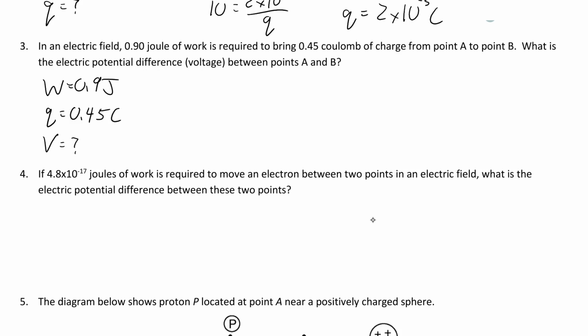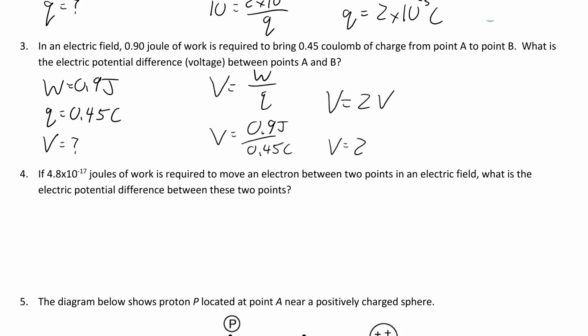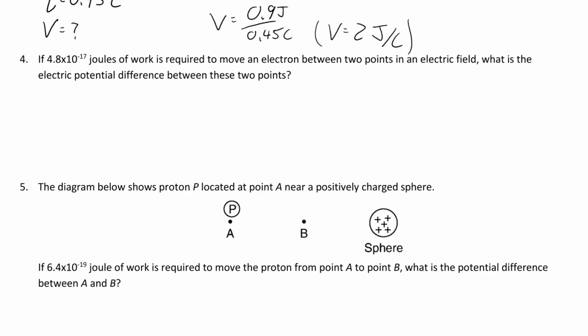Okay, so you have to remember that. V is equal to W over Q. V is equal to 0.9 divided by 0.45, and you have a joule per coulomb. So instead of volts, you could call it a joule per coulomb. So you get 2 volts, or if you really wanted to, you could call it 2 joules per coulomb as well. Doesn't really matter. Same thing, they're equivalent.